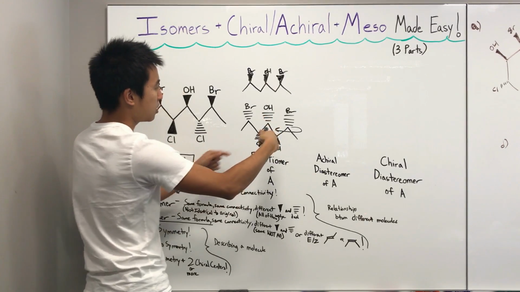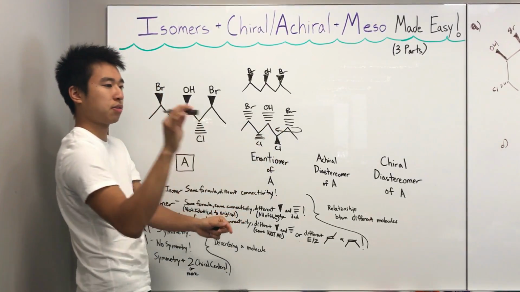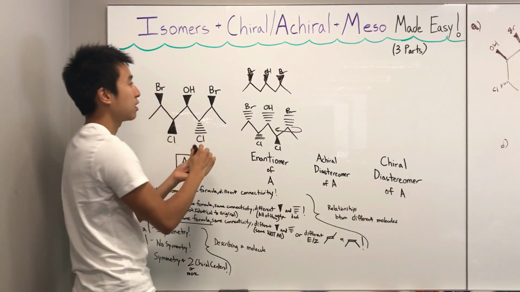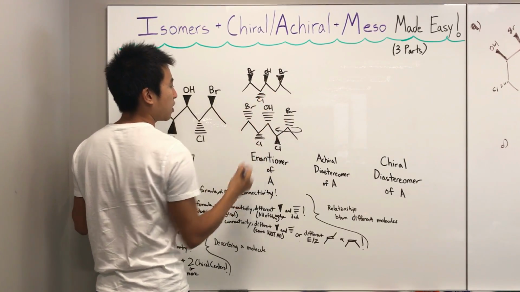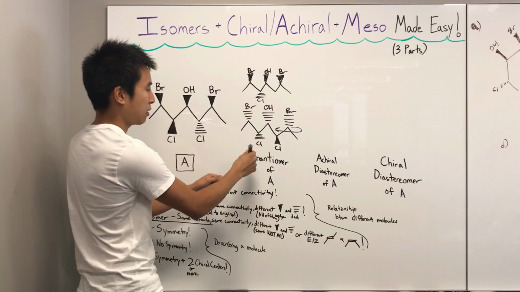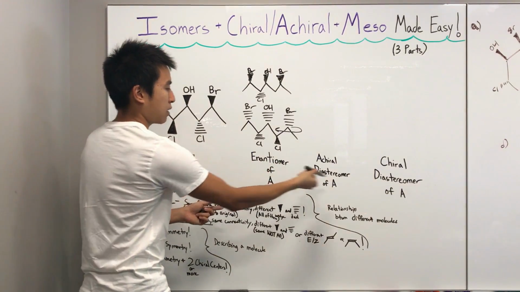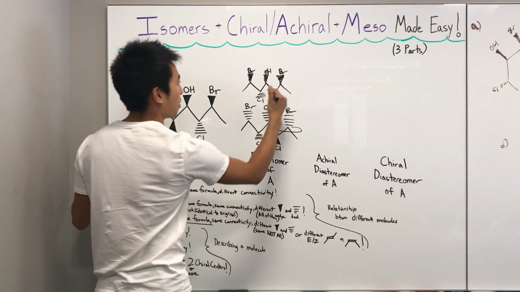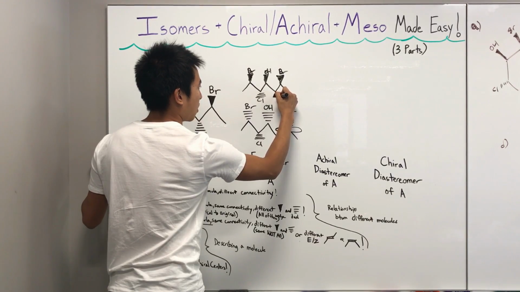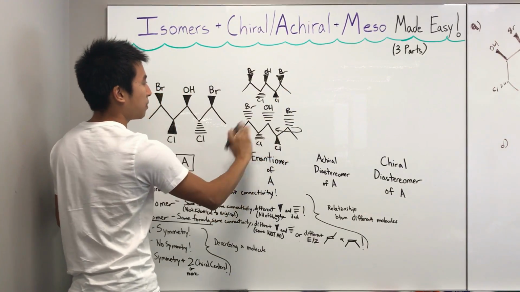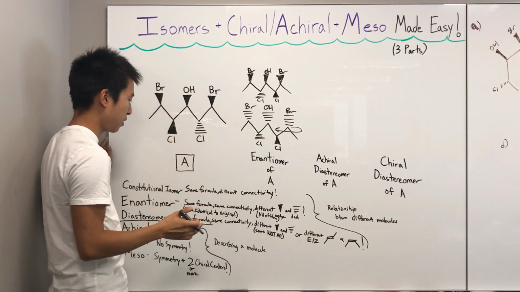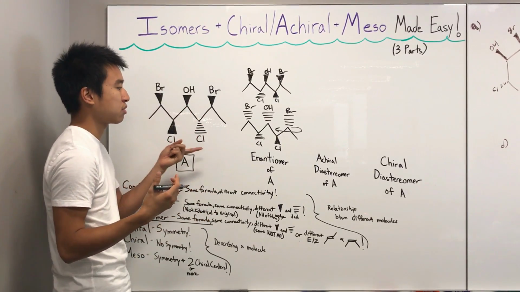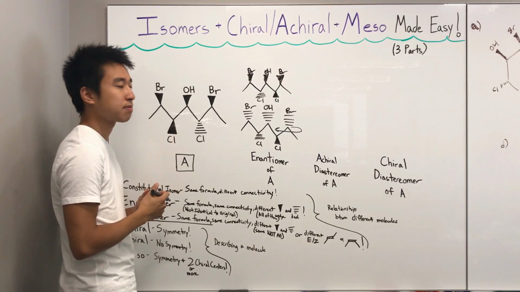This wedge that's out gets flipped over here, and it's going to be going in. So you're going to get actually a dashed Cl here, and then this dashed Cl that's here going in is going to get flipped out. So you're going to get a wedge Cl here. And so, by flipping this, you create this, and this is not the original molecule. So therefore, you just created an enantiomer of molecule A.